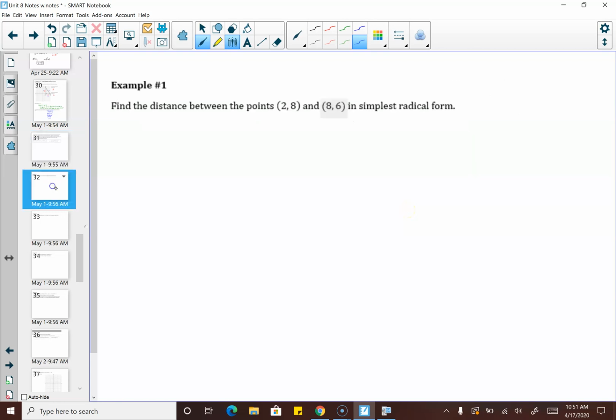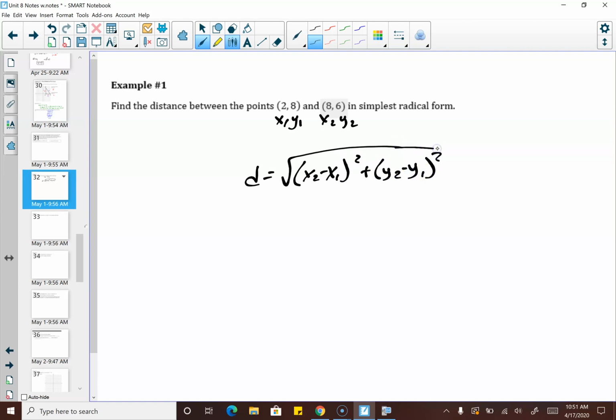All right, so I want to practice using that formula for a little while first. So find the distance between the points (2, 8) and (8, 6) in simplest radical form. So it does not matter which one is x1, y1, and which one is x2, y2. It's really up to you. So if we look at our formula just so we have it on the screen, D equals big square root (x2 minus x1) squared plus (y2 minus y1) squared. So D equals big square root (8 minus 2) squared plus (6 minus 8) squared.